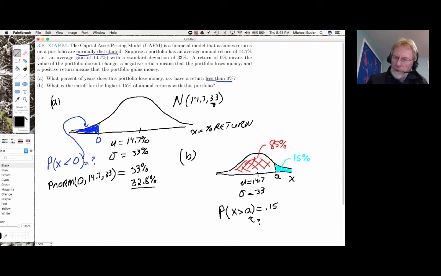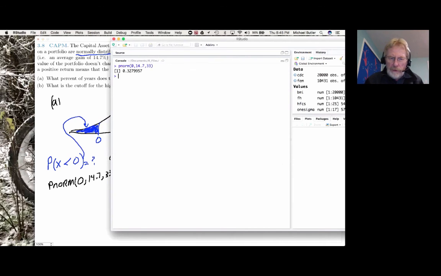So what we need to do is come in using the command here to figure out what a is. I think I'll come up here and do it. We're going to go qnorm. And we have to tell it the area from the left. That's going to be 0.85. And we got to tell it the mean, which is, in this case, 14.7. And the standard deviation, which is 33. All right, let's go find RStudio. There we go, and let's go ahead and do that. So that's qnorm, 0.85, comma, 14.7, comma, 33, okay?